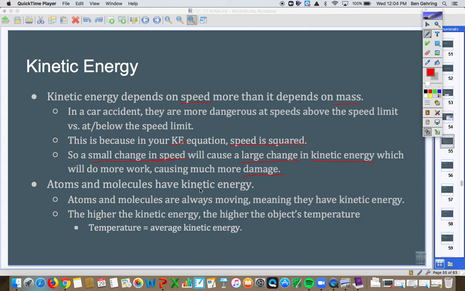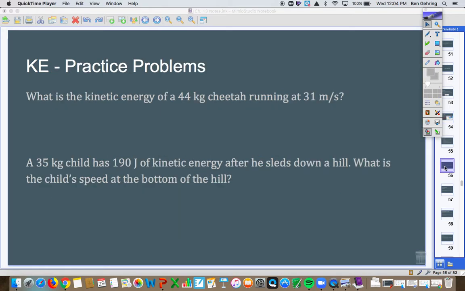Our atoms and molecules, we've talked previously, have kinetic energy as well. They're always moving, meaning they have kinetic energy because it's energy of motion. And we measure that with temperature, which we talked about previously, but temperature is the average kinetic energy of all the particles in a substance, just to take you back to first semester a little bit and review that.